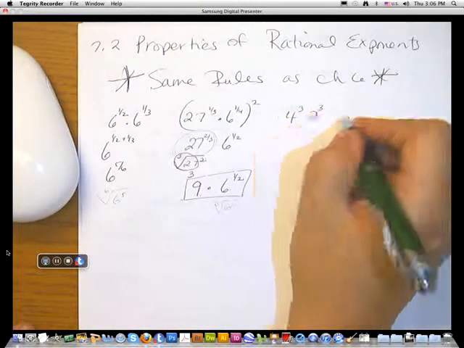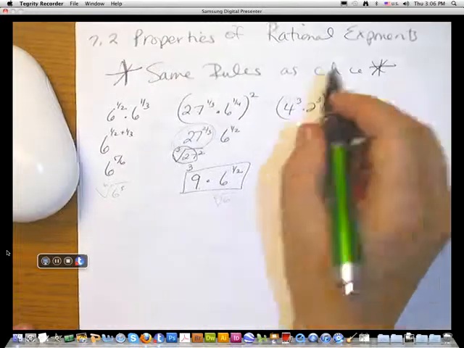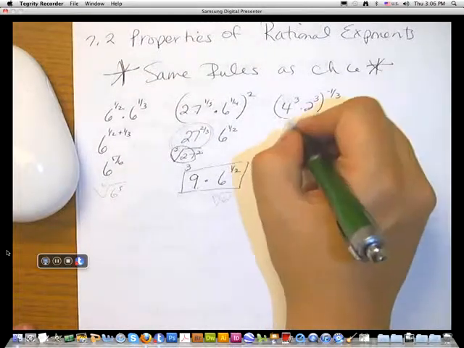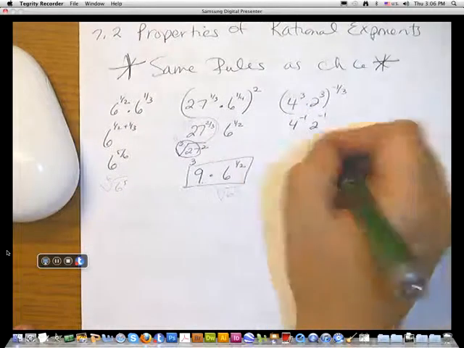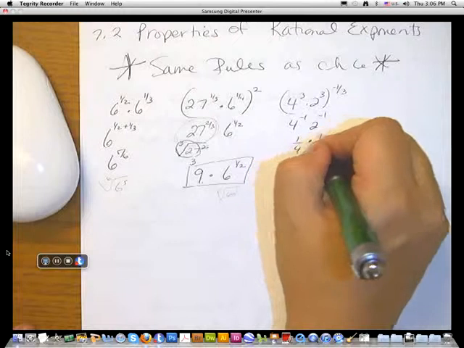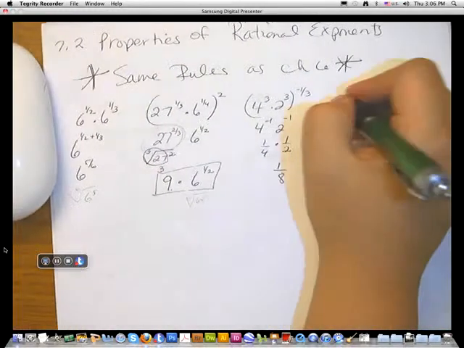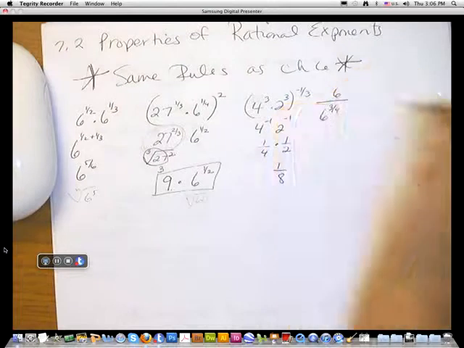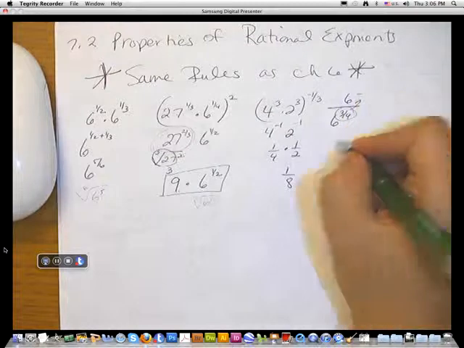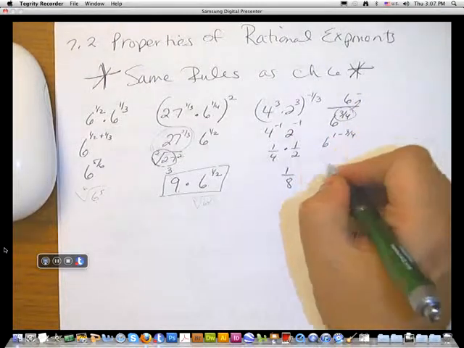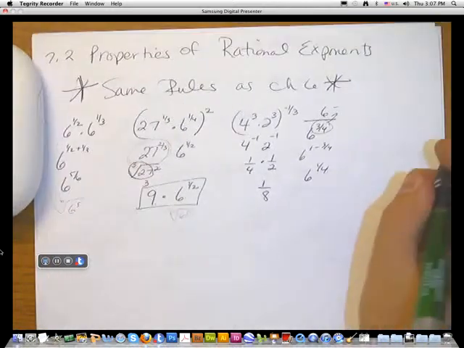4 cubed, 2 cubed to the negative 1/3. Well, if I distribute here, that's 4 to the negative 1, 2 to the negative 1, which is 1/4 times 1/2, which is 1/8. Next, 6 divided by 6 to the 3/4. Bases are alike, so I get to subtract. 1 minus 3/4 is 1/4, and the 4th root of 6 I can't do anything with.